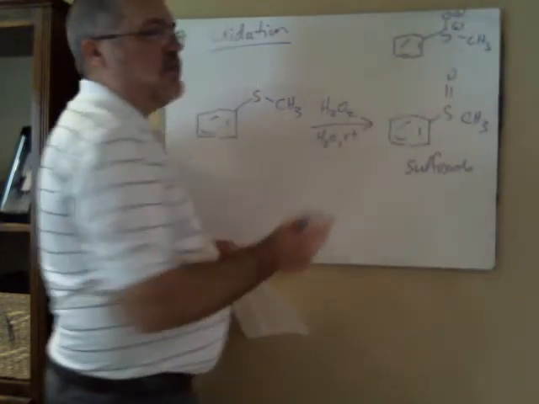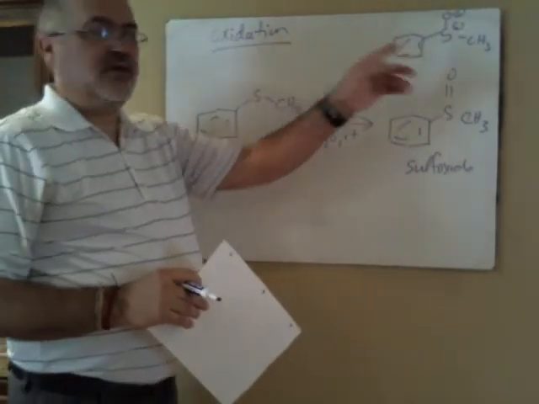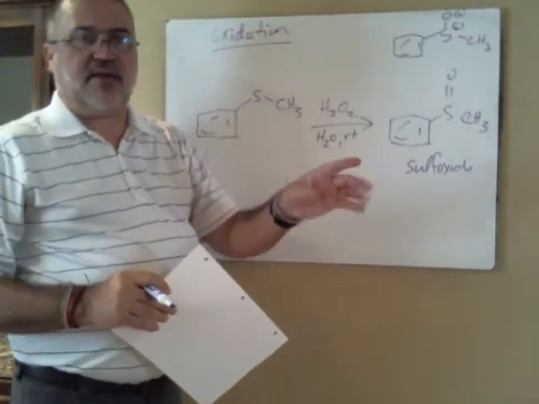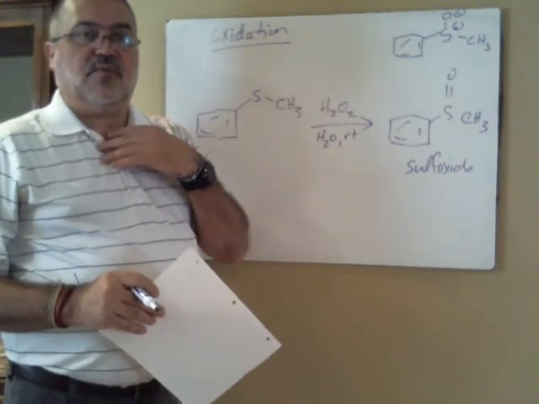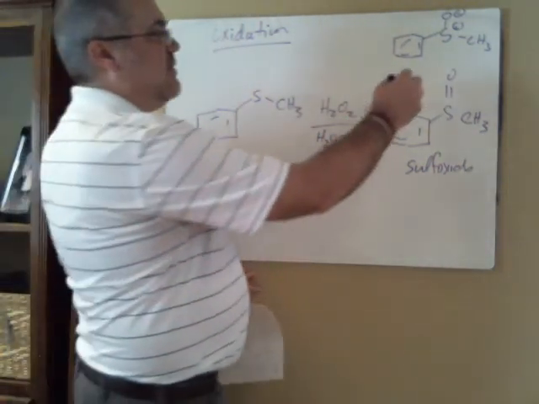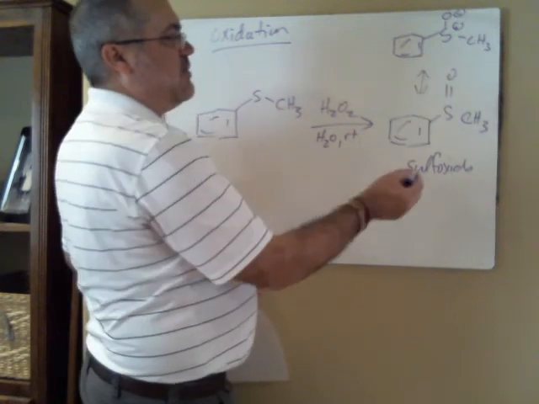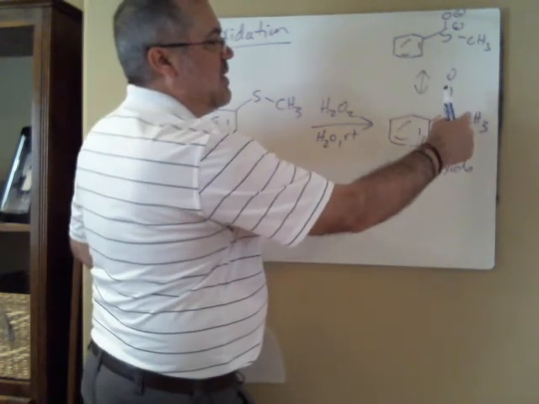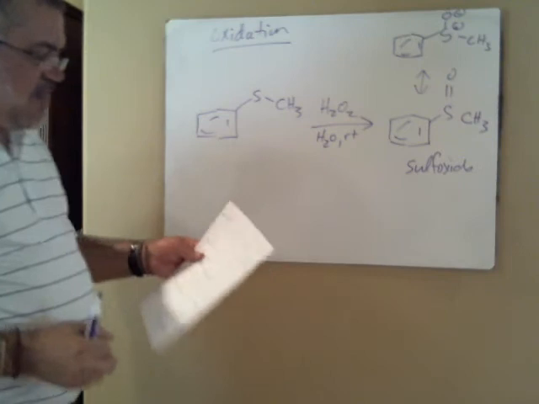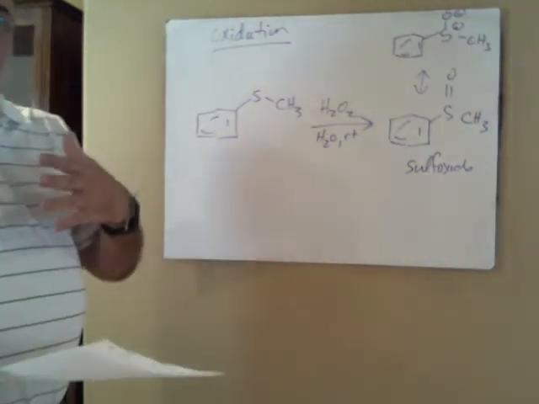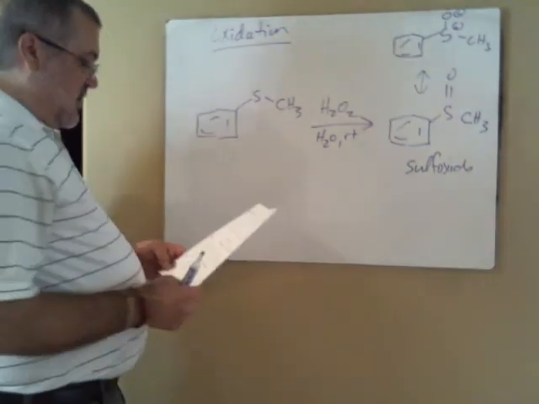Where you're showing the resonance form of this, where there's a plus and a minus and a single bond between the sulfur and the oxygen. They're the same thing. They're just different resonance forms. But this is a sulfoxide, okay? But sulfur has different oxidation states.